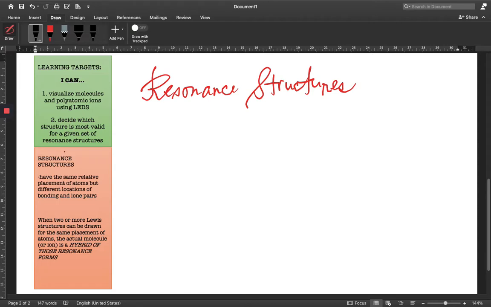Okay, so let's deal first with a few definitions. Resonance structures or resonance forms are those that have the same relative placement of atoms but different locations of bonding and lone pairs. Always remember that if you have a resonance structure, the actual molecule or ion is a hybrid of those resonance forms. So its meaning is a combination, or an average, of its resonance structures.